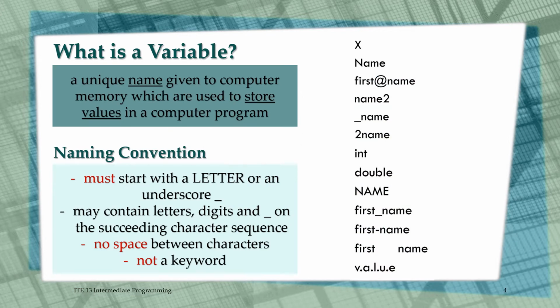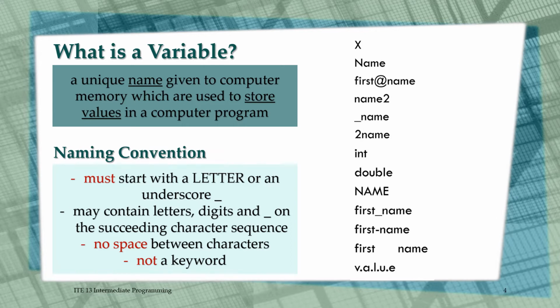When creating a variable name, can I use any combination of characters randomly? Well, the answer is no. When creating a variable name, one should follow the naming convention. First, a variable must start with a letter or an underscore. Any character other than this is not allowed. Second, it may contain letters, digits, and underscores on the succeeding character sequence. Third, there should be no space in between letters. So if you create a two-word variable name, make sure you omit the whitespace character. Or instead, try replacing it with the underscore.